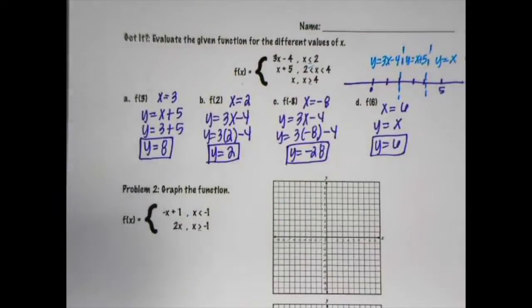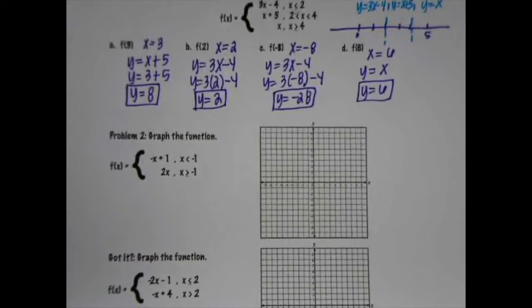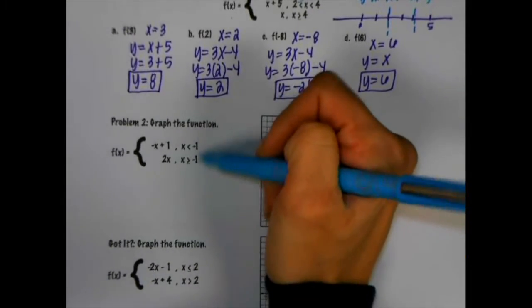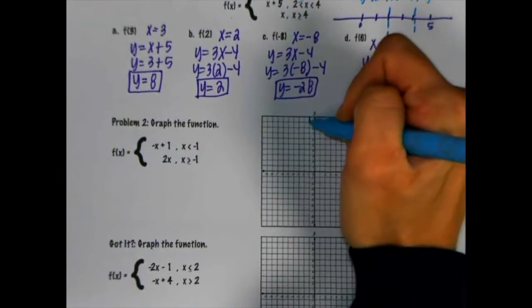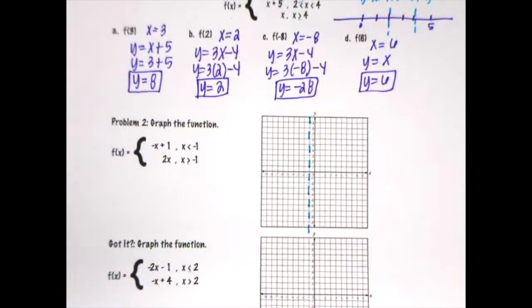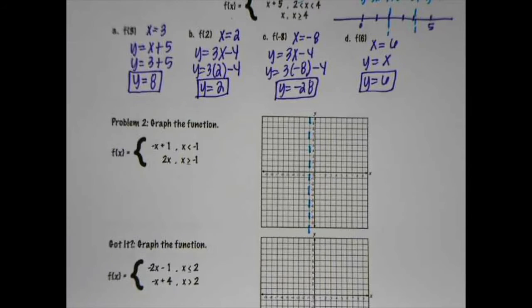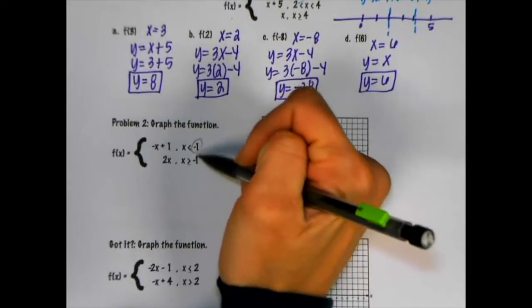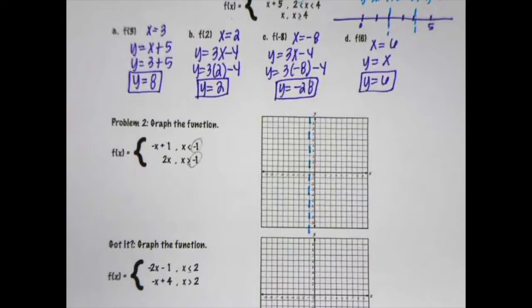So where is my split happening here? At -1. So at -1 it's jumping from one line to the other. So just for visual, I'm going to draw a dotted line. Normally you wouldn't draw this, but just so we can visualize this, okay? So one way you could do this is plug the -1 into both of your equations, see where that would fall on the y-axis, and then graph your line from there.